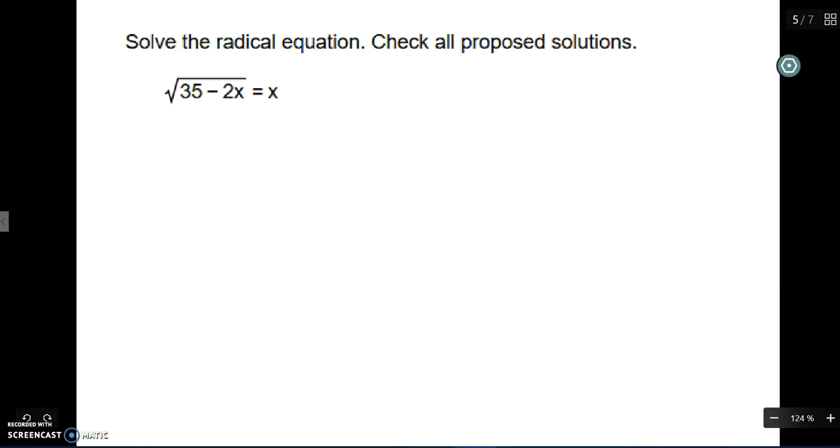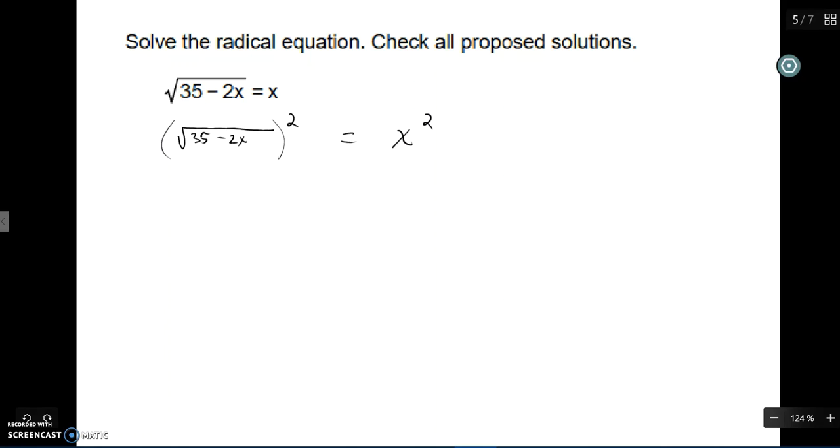But in order to solve a radical equation, we want to get rid of the square root. So the first step would be to isolate that square root. And it is already isolated, so we don't have to worry about that. What we do need to do first is just to go ahead and square both sides. So 35 minus 2x under the square root, right? I'm going to square that side of the equation, and then I'm going to square the right side of the equation.